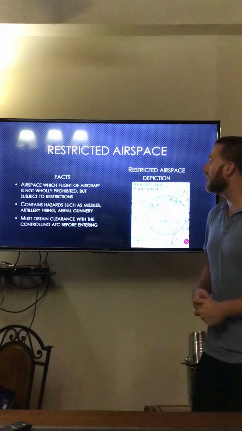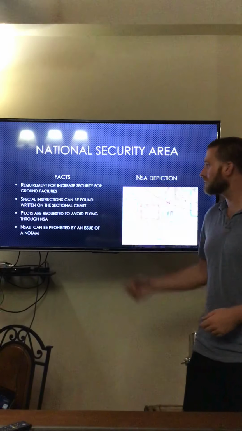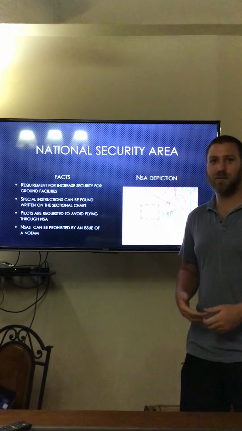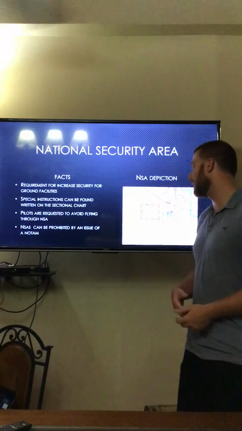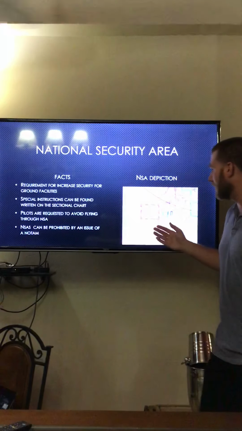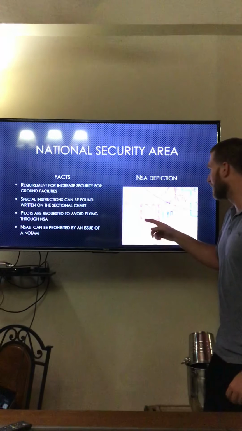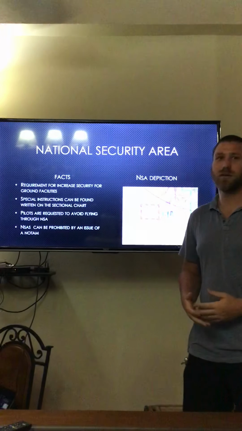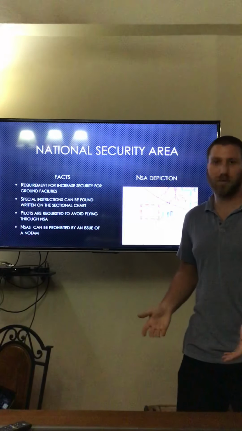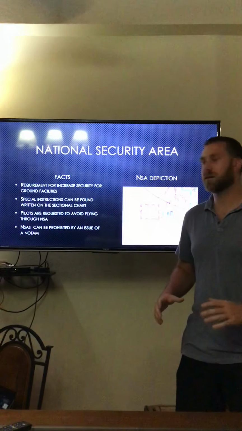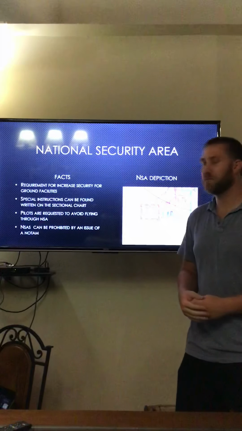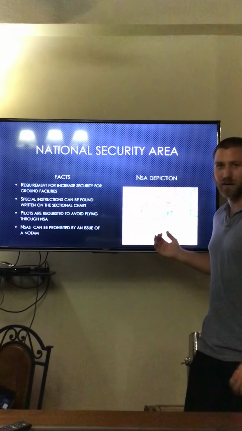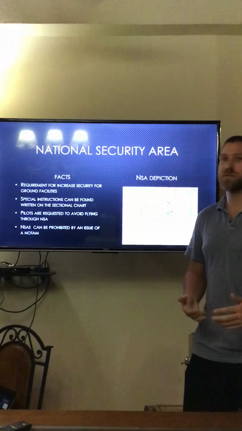The next airspace is the national security area. Now, for most of us, we don't really see too many of these on the sectional charts, but they do have them, they are out there. Here on the sectional chart, they'll have the dashed magenta lines, as you can see in here. And this is a requirement for increased security for ground objects, mostly for like nuclear power plants or something that they want to protect on the ground. Special instructions can be found written on the sectional charts. So just like for here, they might have something written there that you can read for special instructions.